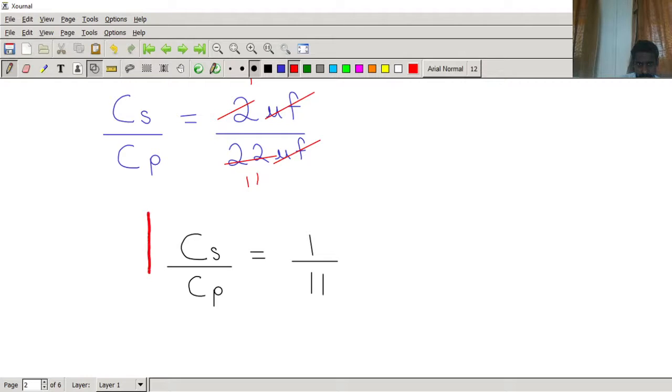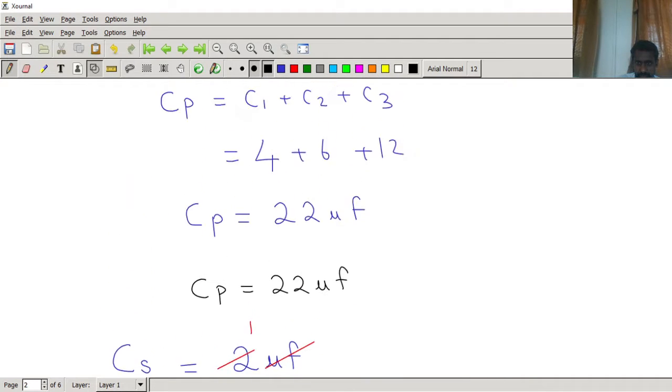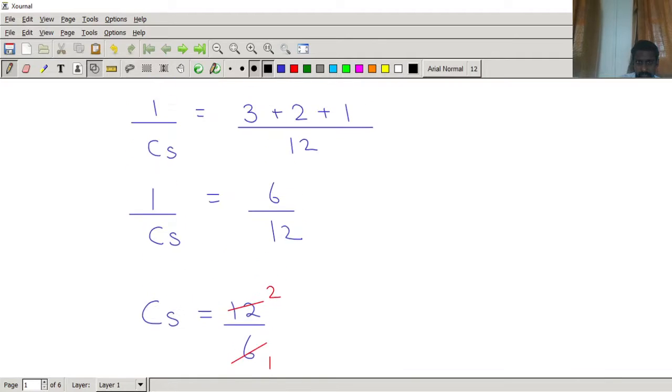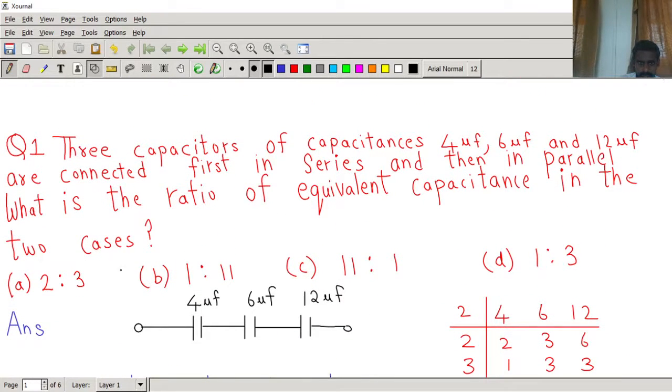So, student, the final answer to this question, the ratio of total capacitance in series and parallel, is 1 over 11. We have been asked for the ratio of series and parallel, and that is 1 by 11. So the answer to this question is option B.